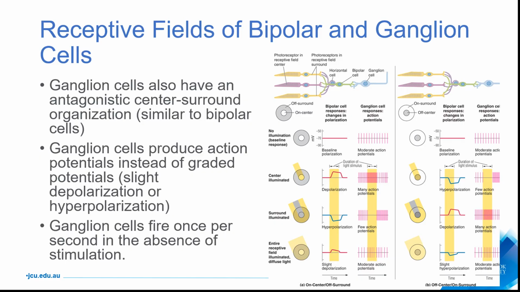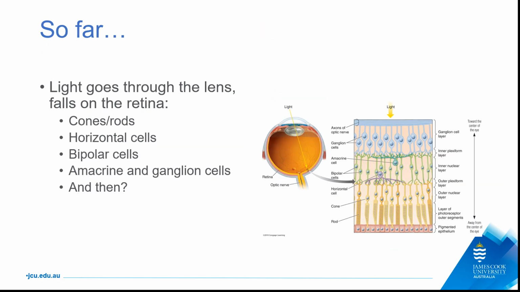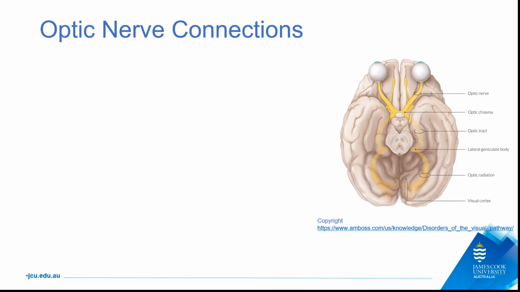Light goes through the lens, falls on the retina, and all these cells, all these retinal interneurons, are involved. So what happens next? We have to look at the optic nerve connections. Neuroanatomy. Very, very important. I'll be going through this a little bit slower.